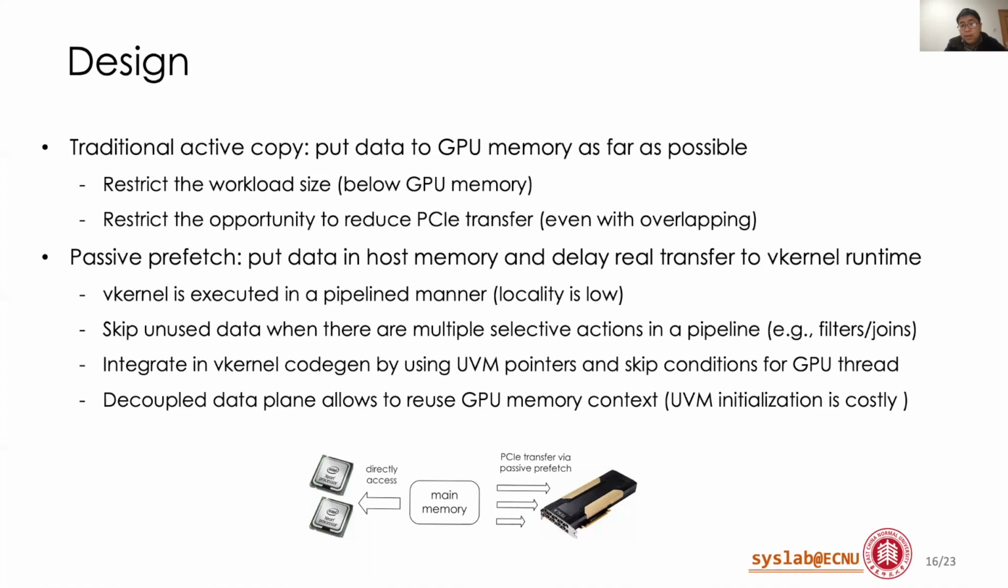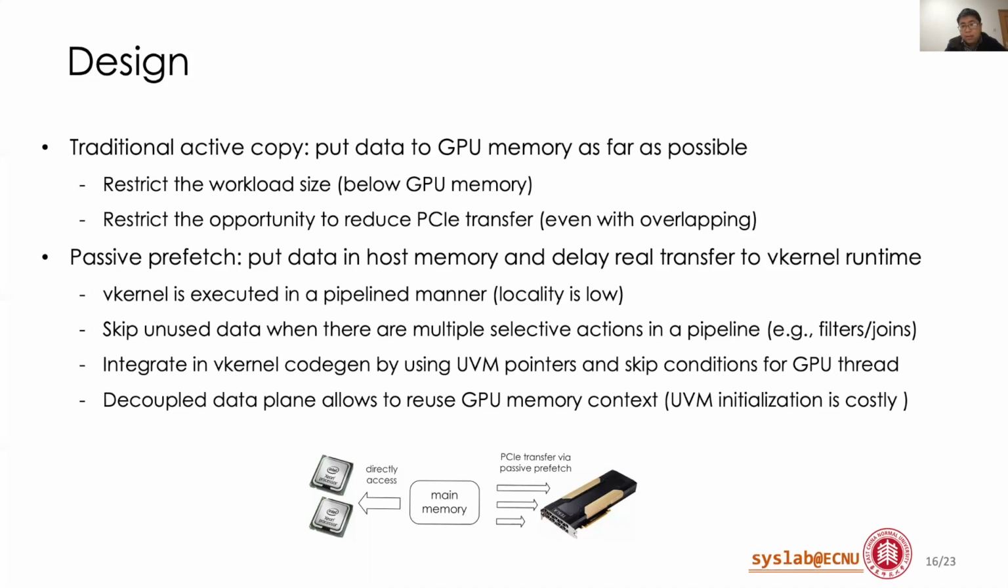Unlike deep learning and HPC, PCIe transfer easily becomes a bottleneck in data-intensive analysis. A traditional active copy will put data into GPU memory as fast as possible. However, in data analysis, this strategy restricts the workload size and the opportunity to reduce PCIe transfer. A well-known optimization of active copy is to overlap PCIe transfer with computing. Technically, even with perfect overlapping, the throughput of GPU execution cannot exceed the bandwidth of the PCIe bus.